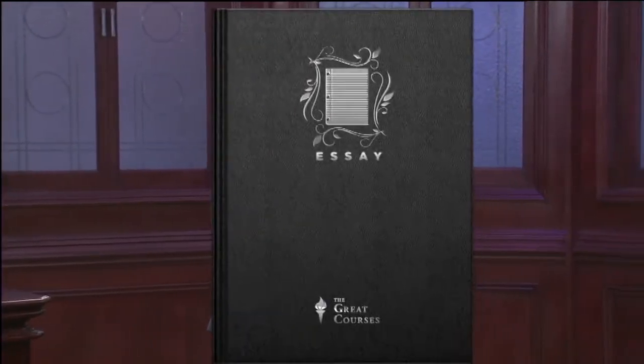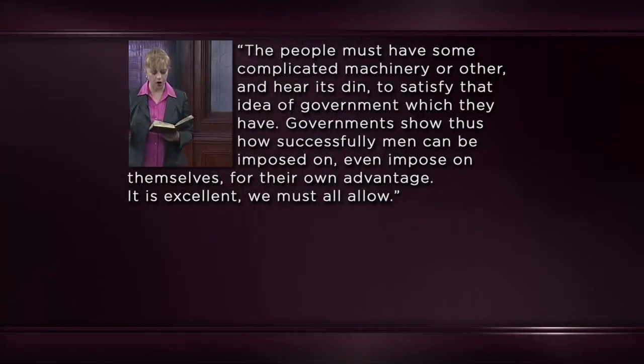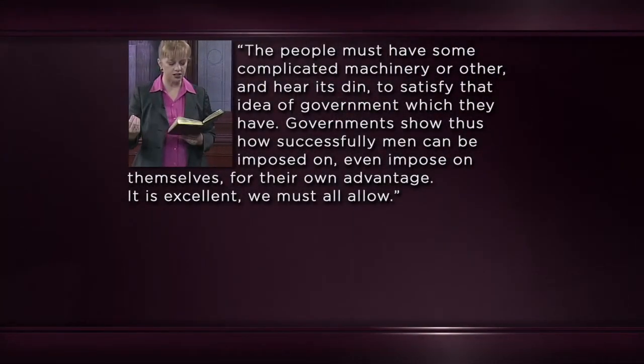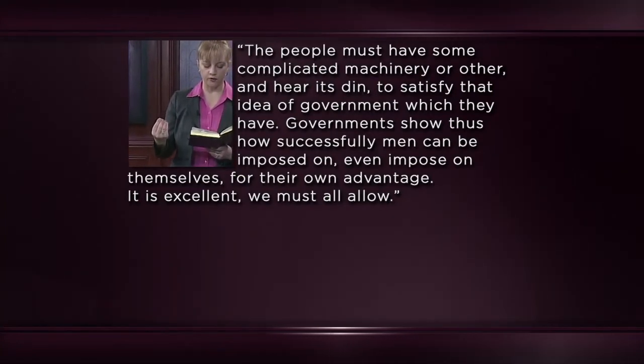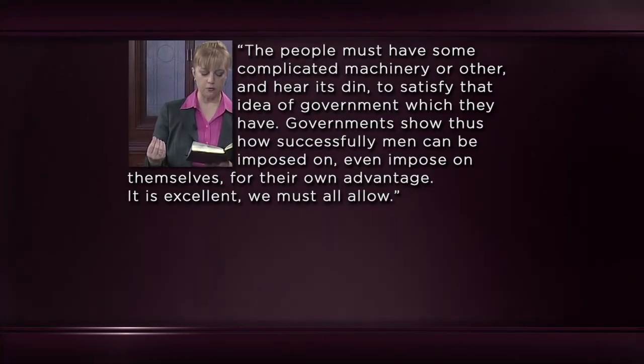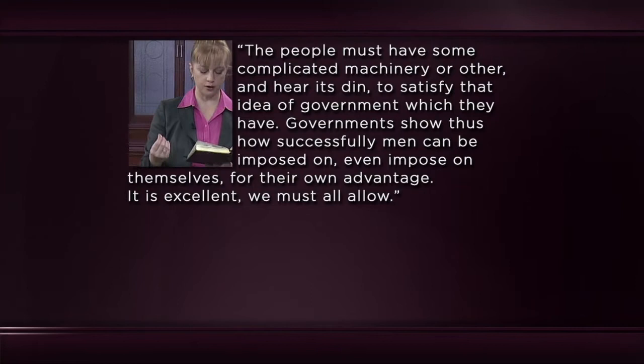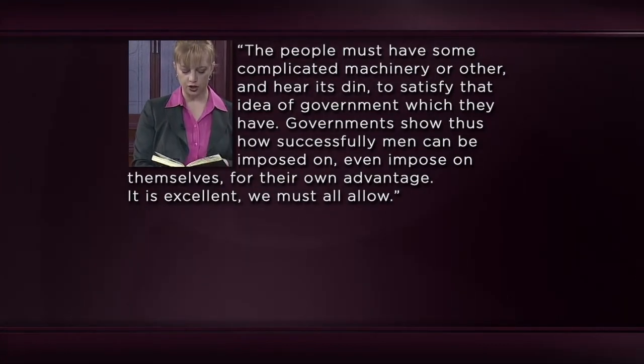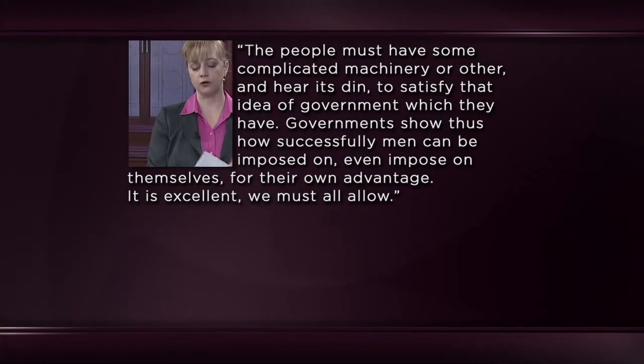So here, that's one more time. He's arguing the tool of government is more likely to control citizens than the citizens are likely to control the government. Right? So that's the important distinction he's making. He goes on in a later passage to say, "The people must have some complicated machinery or other, and hear its din to satisfy that idea of government which they have. Governments show thus how successfully men can be imposed on, even impose on themselves for their own advantage. It is excellent, we must allow."